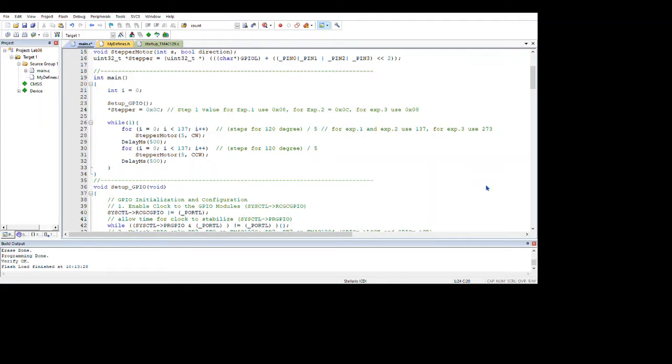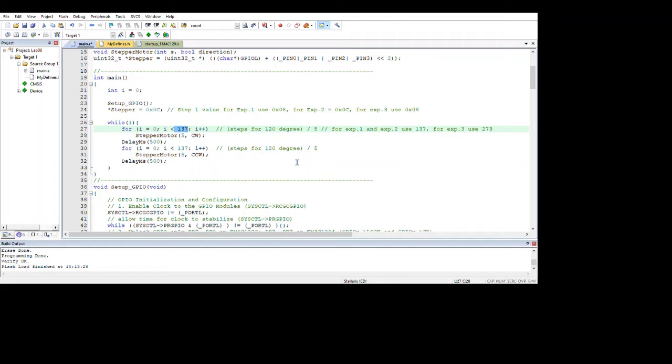Pretty much for the step value for 1, it's 1 1 0 0, and if we convert that to hexadecimal, it gives us 0x0c. So that's where we get that number from, and that's why we have it here. Then this number here is again the steps for 120 degrees divided by 5.